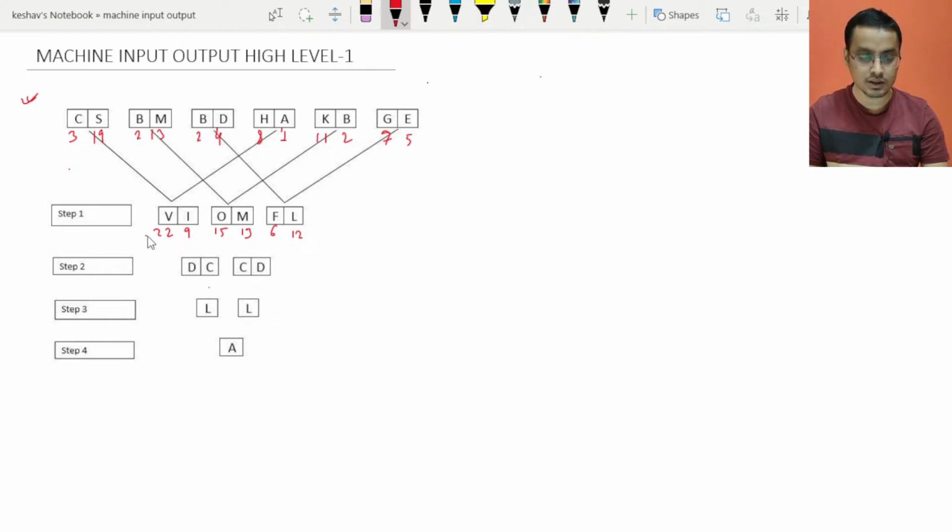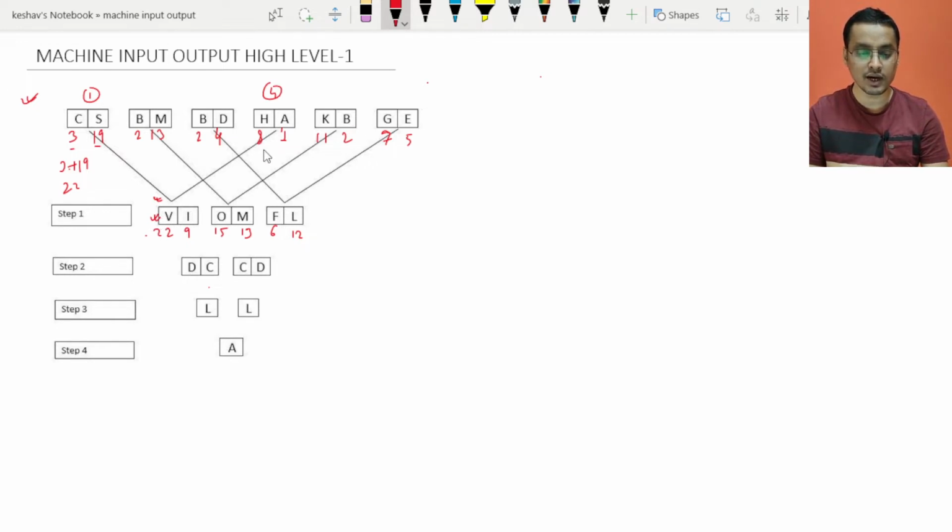You can see here how we are getting this box. We are getting this output from box 1 and box 4. So we are getting box 1 of step 1 from box 1 and box 4 of the input. If I add these two numbers, 3 and 19, what is the sum? 3 plus 19 will be 22. And which alphabet has the ranking 22? V. So V is written here.